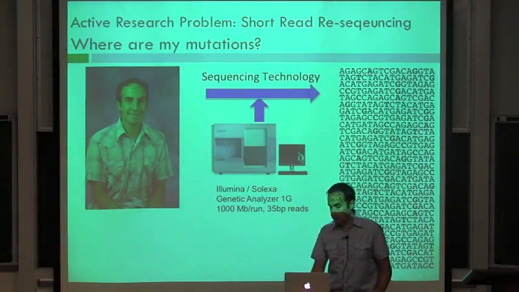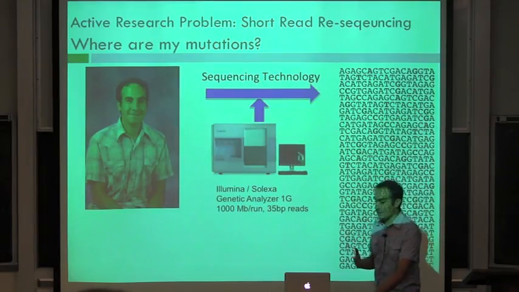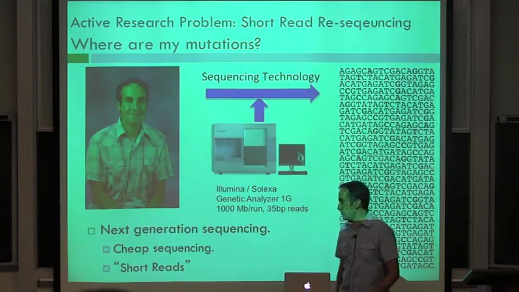And so what we're going to do is use a machine called a sequencer, which essentially takes the DNA molecule and spits out the sequence. We're going to use one of these new sequencers. They're called next generation sequencers.